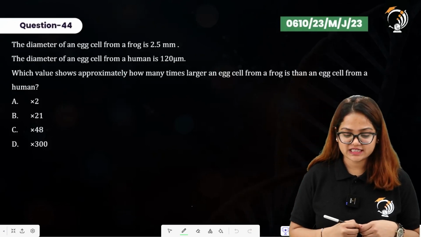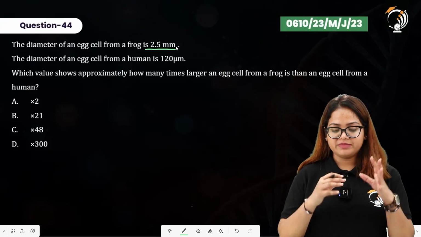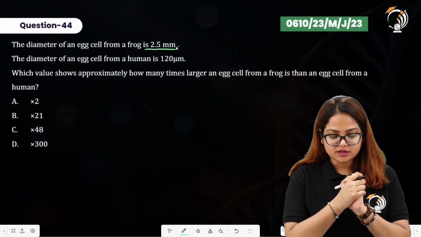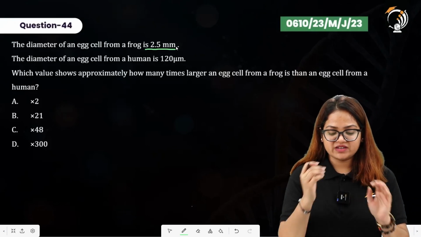Question 44 says the diagram of an egg cell from a frog is 2.5 millimeters. So the egg cell of a frog is 2.5 millimeter.